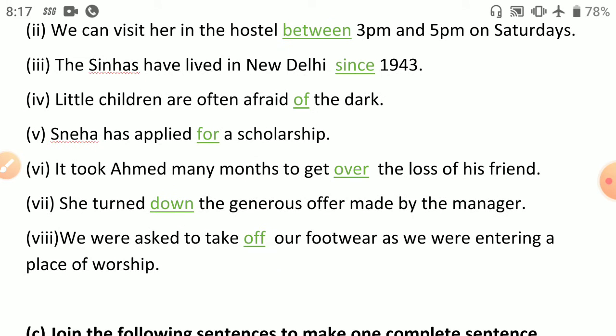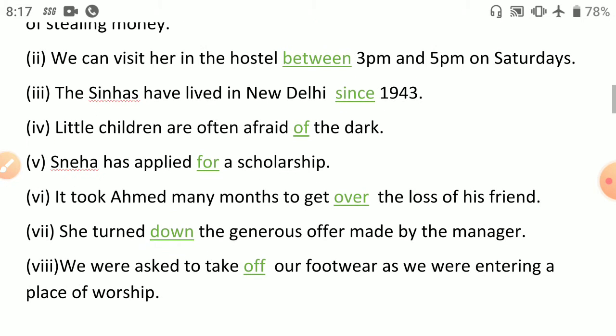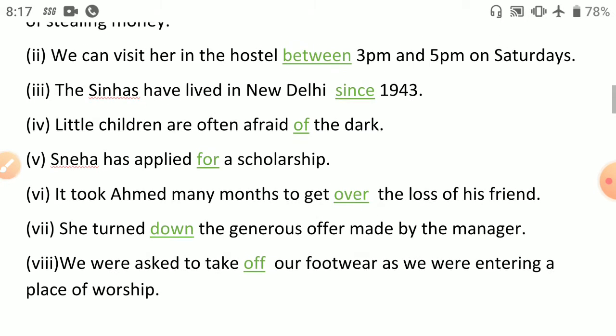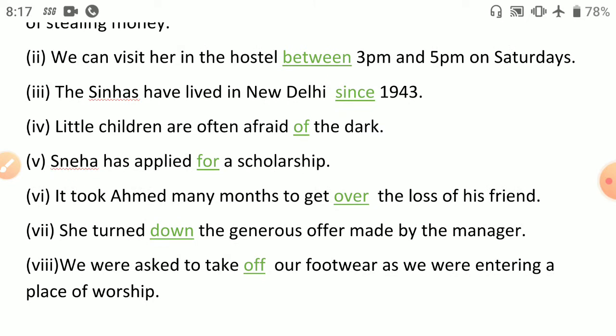Little children are often afraid of the dark. So afraid of is very common, but some might think of afraid in the dark. No, you are always afraid of. Actually, these are examples of words followed by prepositions. If you thoroughly go through the Wren and Martin grammar book, you will see there is a chapter based on words followed by prepositions. So there you can find this example: afraid of the dark.